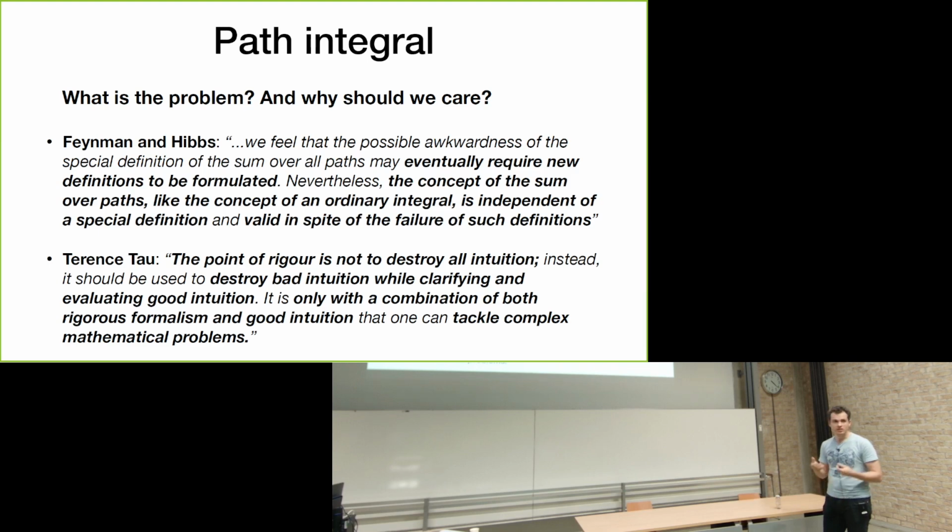That's basically our motivation in the current project. The reason that we care is well summarized by a quote of Terence Tao, who's a very famous mathematician who you might have heard about, maybe even interacted with. He basically says that the point of mathematical rigor is not to make everything dull. It's not to destroy all the intuition. It's to distill the good intuitions and give us the most powerful framework and methods to tackle complex mathematical problems. And I would say that also applies to physics.